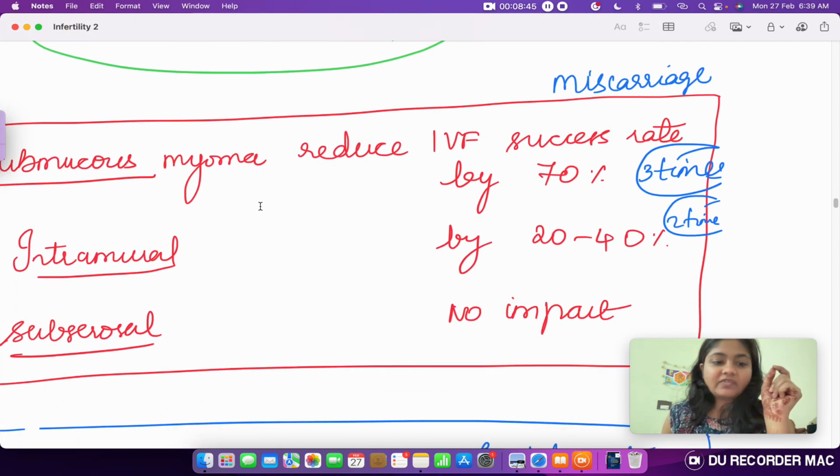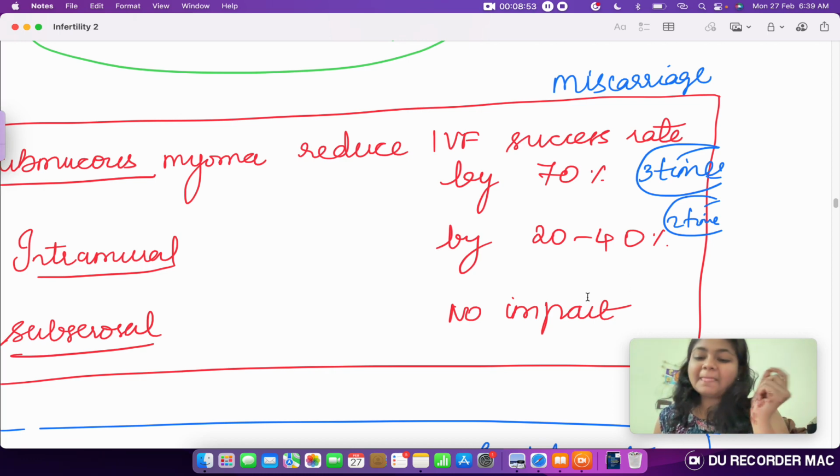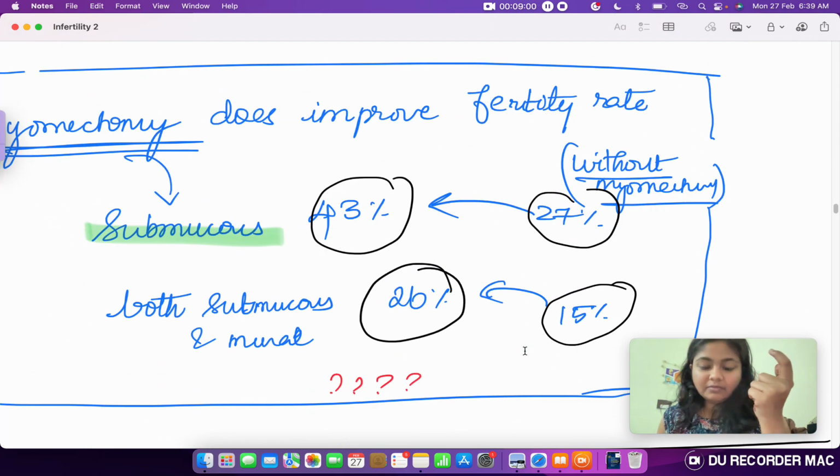So this submucosal fibroid myoma reduces the IVF success rate by 70%, and the intramural myoma reduces its success rate by 20 to 40%. Subserosal fibroid does not have any impact at all. So the removal of the fibroid, myomectomy, does improve the fertility rate.